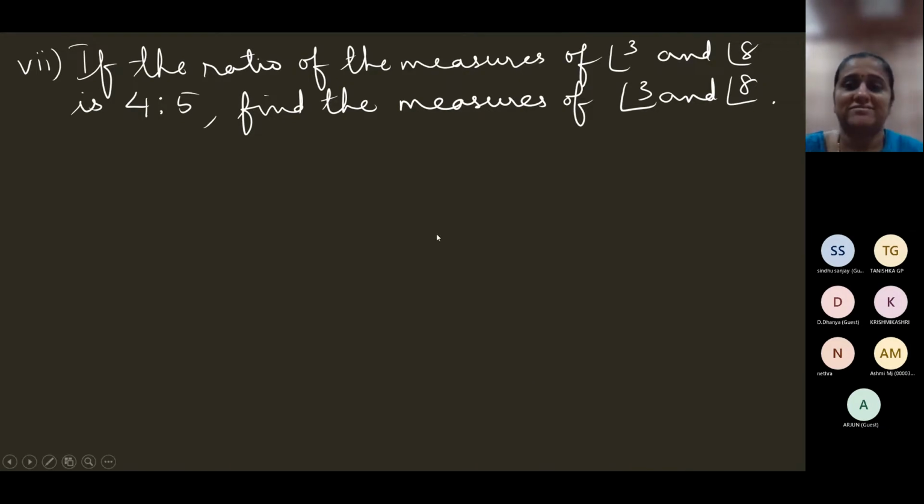Yes, children. Ma'am, completed, ma'am. Very good. Angle 3 is 80 degrees and angle 8 is 100 degrees, ma'am. Same answer I also got, ma'am. Okay, we'll see. 80 and 100, it's correct, because the ratio is 4:5.